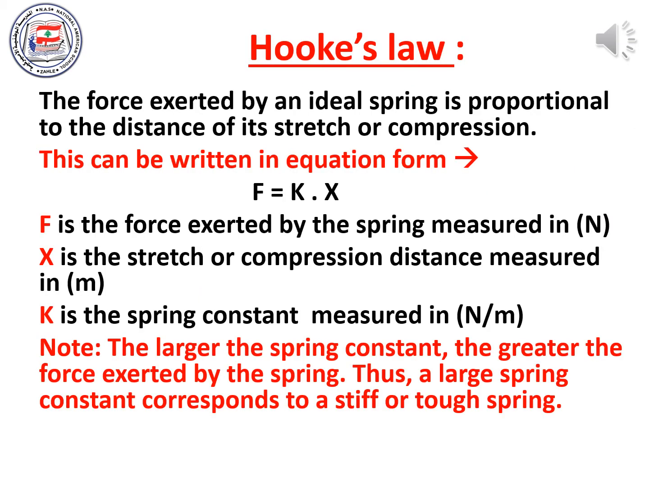Hooke's law. Hooke's law explains how we can calculate the force exerted by a spring that is stretched or compressed. It states that the force exerted by an ideal spring is proportional to the distance of its stretch or compression. So as the distance of stretch or compression increases, the force exerted by the spring increases as well. This can be written in equation form, as you can see in front of you. F, which is the force exerted by the spring measured in newtons, is equal to k, which is the spring's constant measured in newton per meter, times x, which is the stretch or compression distance measured in meters.